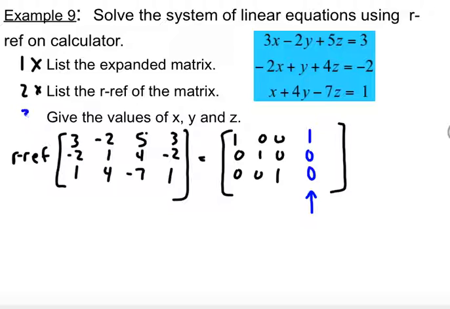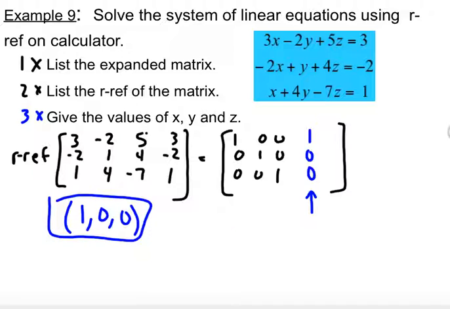And then my third step here is I want to give the values of x, y, and z. So I could say x equals 1, y equals 0, z equals 0. And I like just to write them as an ordered triple. And then you could double check and put them back into those equations up there and see if that's true. Is my solution 1, 0, 0? And they are.